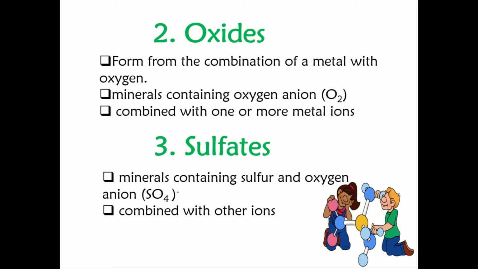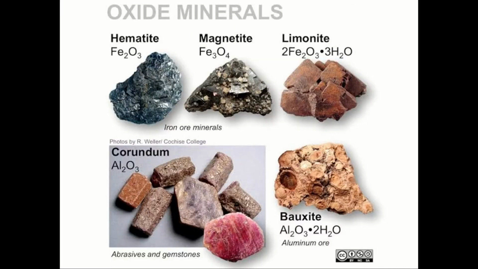Next is oxides, formed from the combination of a metal with oxygen. Minerals containing oxygen and ion combined with one or more metal ions. And third is sulfates, minerals containing sulfur and oxygen and ion, so that's the chemical formula combined with other ions. Let's find out what these oxides and sulfates are.